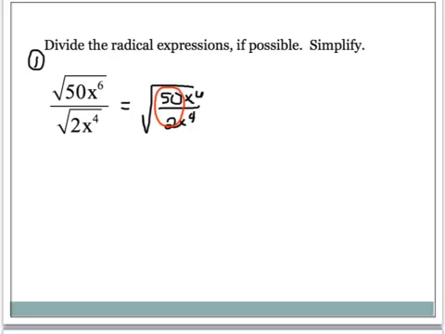Well, 50 over 2 gives us the square root of 25. And if you notice, we have x to the sixth over x to the fourth. And anytime you're doing division where you have the same bases, we make sure that we subtract our exponents. So we get x squared. And now we can take the square root of each of the inside terms. So the square root of 25 is 5. And the square root of x squared is x.